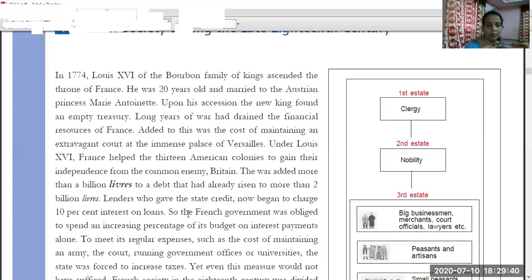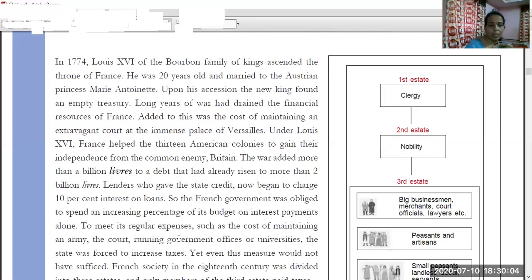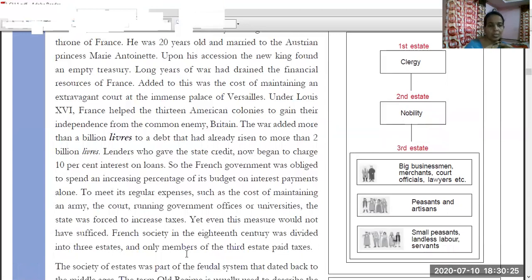So the French government needed to spend an increasing percentage of the budget on interest payment alone. Most of the budget was spent on paying interest to the lenders. On the other hand, the regular expenses were also there. What were the regular expenses? The cost of maintaining the army, the court, running government offices or universities. The state was forced to increase taxes. To meet these expenses, it needed to increase the taxes.